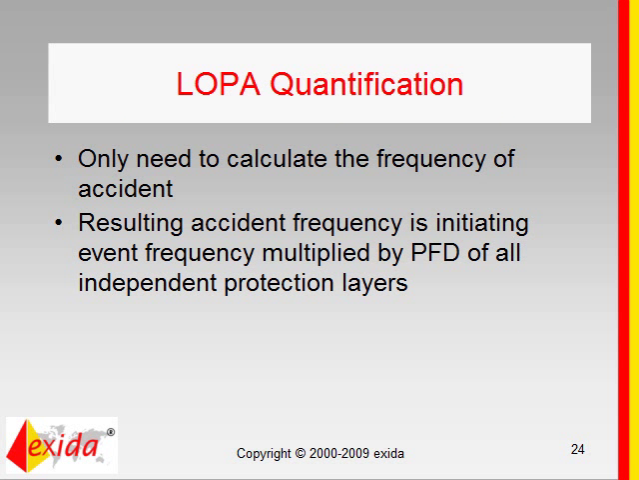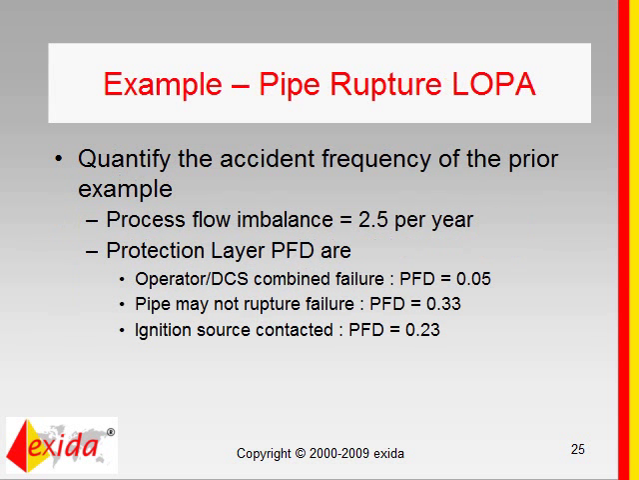The next step is that we quantify our layer of protection analysis diagram. We only need to calculate the frequency of the accident. That's what we're looking after. And how do we get that? Multiply the initiating event frequency with the probability of failure of the independent protection layers. So if we assume the following input, process flow imbalance happens every 2.5 years, or we have 2.5 flow imbalances per year, I should say.